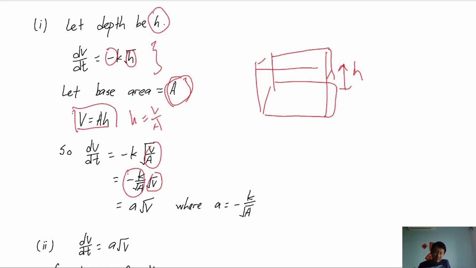And negative K over root A is just a constant, because in the question it is already stated that our A is a constant. So negative K over root A is a constant, so we might as well replace that with a single constant, because we still have to calculate that later. So we just replace the constant with A. So this is how we can prove the first part. Okay, so that's for the first part.